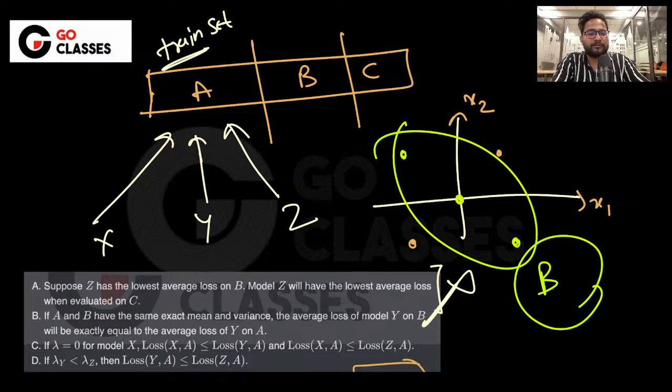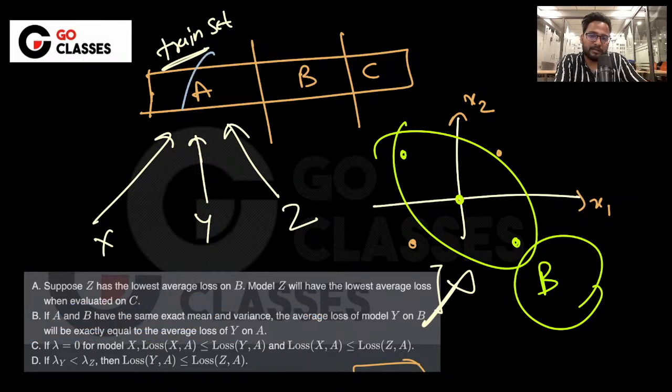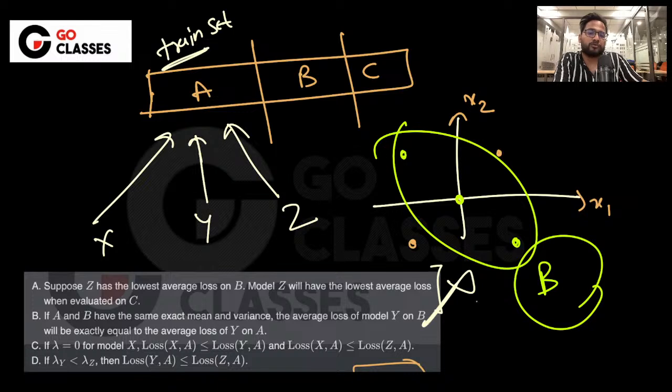So basically, this information is not very relevant. It is not doing anything. In other words, they're just asking whether the loss on the train set and the loss on the test set are the same. Obviously no, right? Obviously no. So that is why this is false.